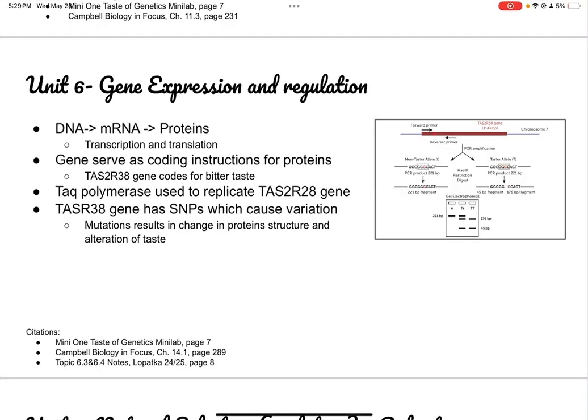Gene expression follows the central dogma of molecular biology. DNA is transcribed into messenger RNA, which then is translated into functional proteins at ribosomes. This process transforms genetic information into the proteins that carry out cellular functions.